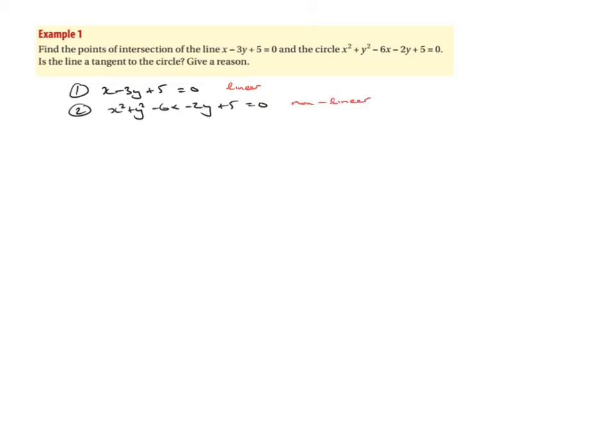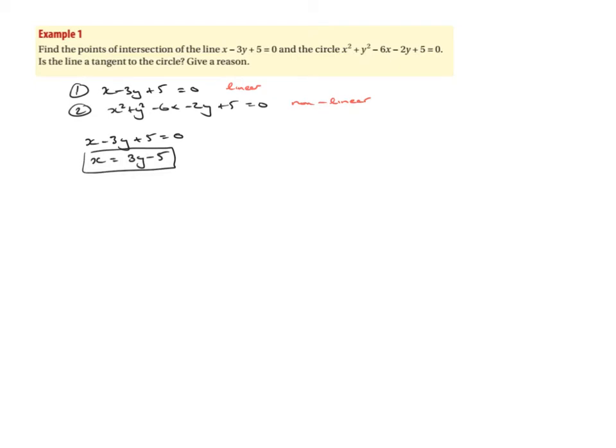The first thing we do is rearrange the linear equation so we get x is equal to something or y is equal to something. We've got x minus 3y plus 5 is equal to 0. I can take the 3y and the 5 across, and x is now equal to 3y minus 5.